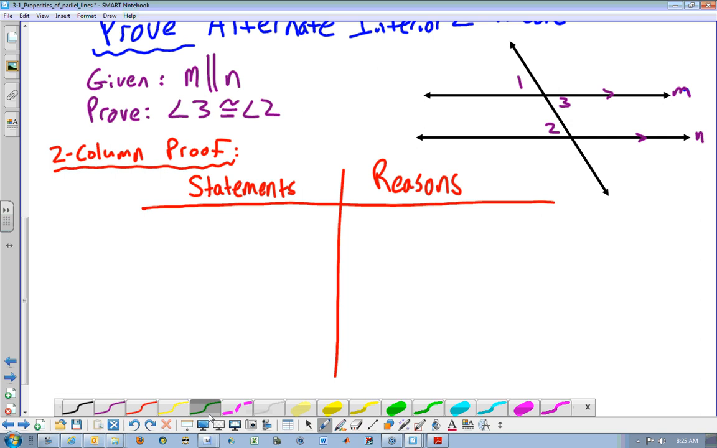So, let's jump into it here, see what we can do. Give me a statement that you know is true. Okay, good. Angles 1 and 3 are vertical angles. Let's just start brainstorming before we jump into it. We know angles 1 and 3 are vertical angles. What does that mean about them? They're congruent. Good, very good. What else do you know? Angles 1 and 2 are corresponding. Very good. What do you know about them? They're congruent also. Very nice.